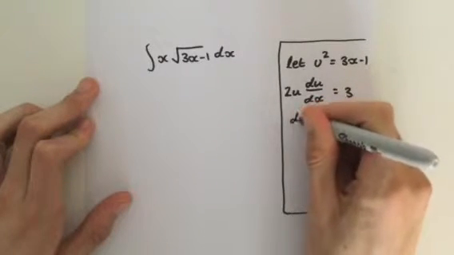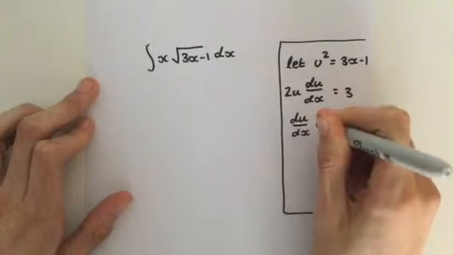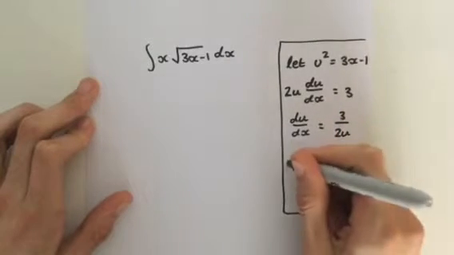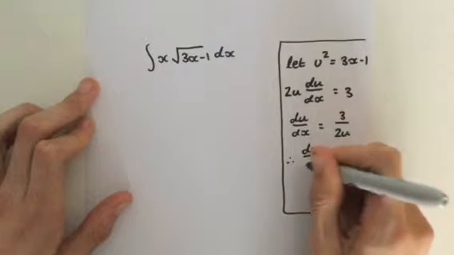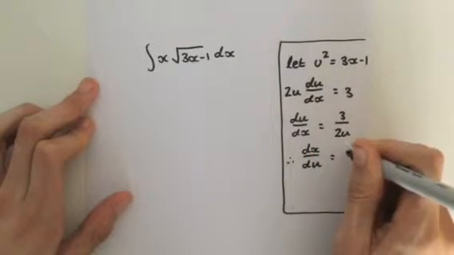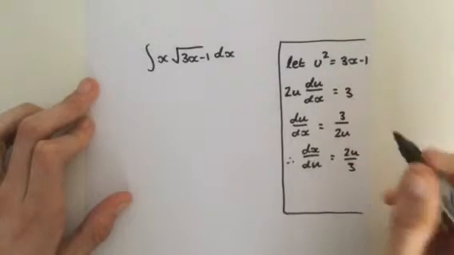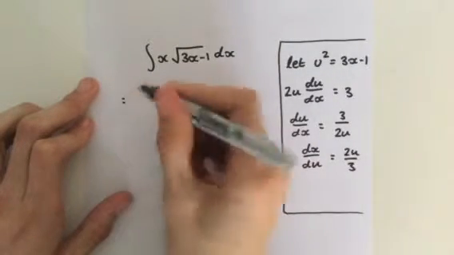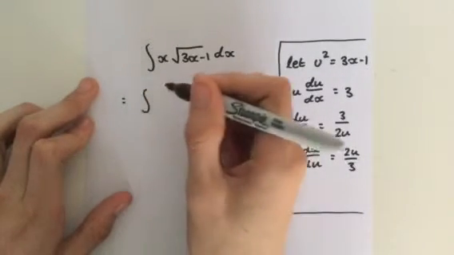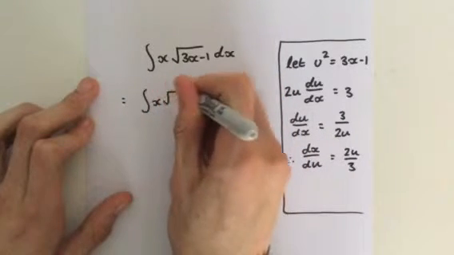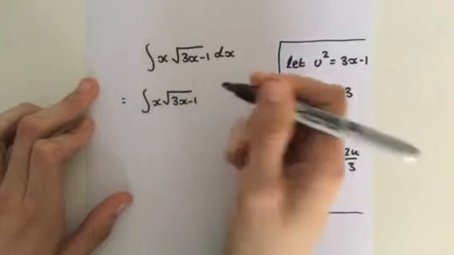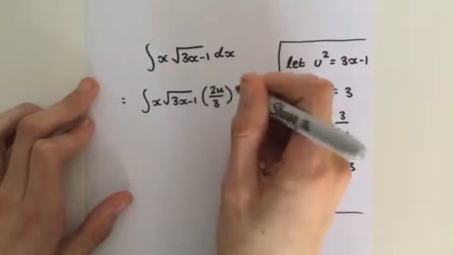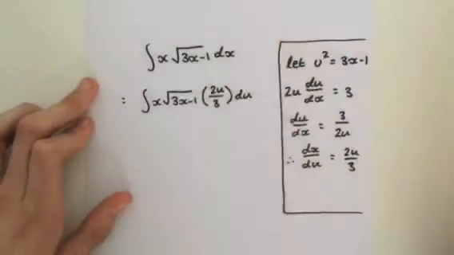So therefore, du by dx is going to equal 3 divided by 2u, and therefore dx by du is going to equal 2u divided by 3. Okay, you just inverse them. Alright, so this is going to equal the integral of x times the square root of 3x minus 1 multiplied by 2u divided by 3 du. Okay?